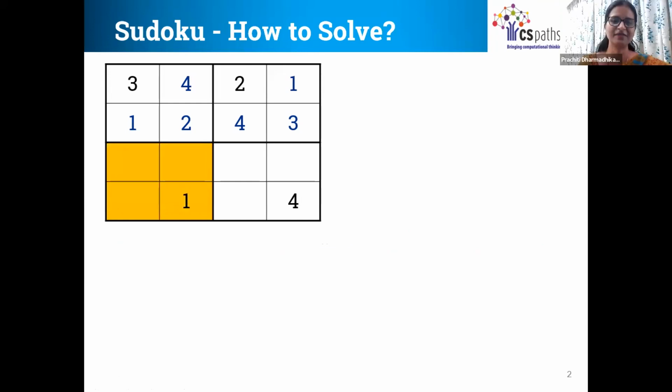Yes, the third mini grid, and 1 is already there. So we want to fix the position of 2. So where can 2 be placed? Can anyone from the participants share the position or the possible place for 2? You can unmute.